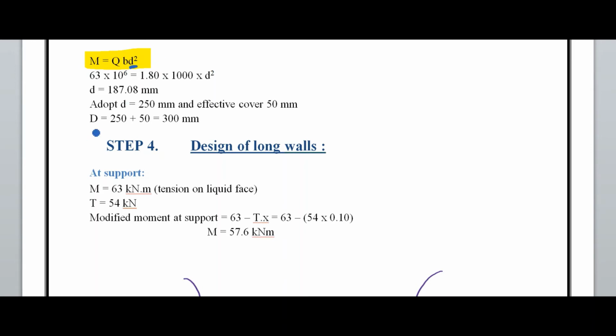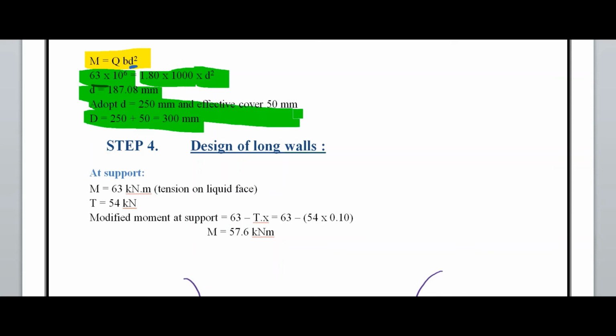So M we found is 63 into 6. Q is 1.80, and 1000 is the width, with D square. So we find D, and for capital D we provide an effective cover of 50 mm. So capital D is 300 mm. So the wall thickness is 300 mm.